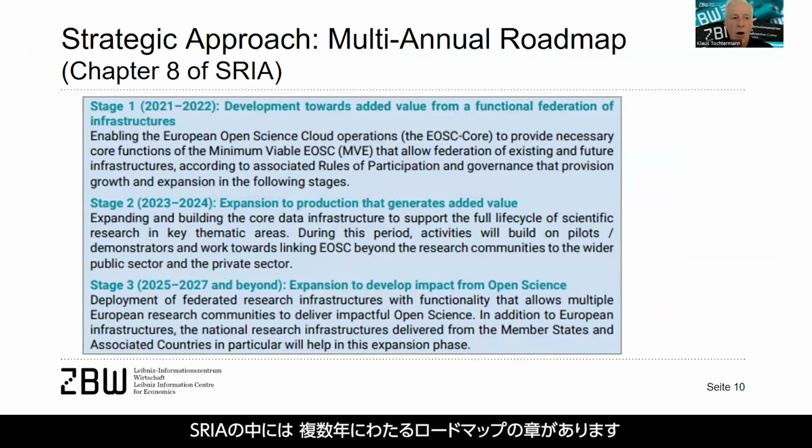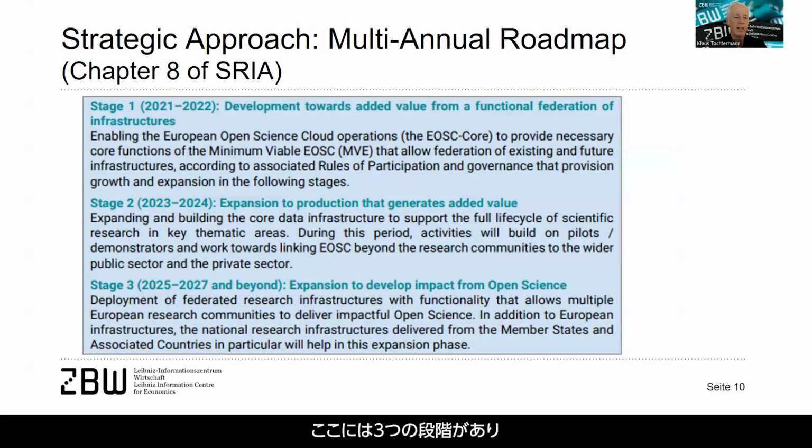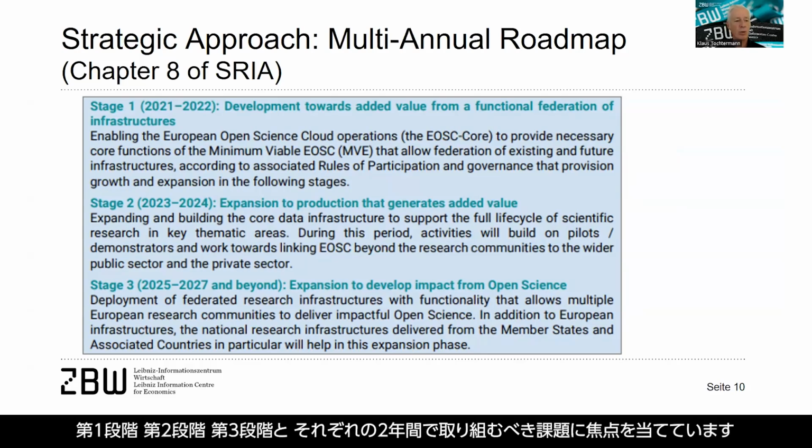One chapter of the SRIA is the multi-annual roadmap. This breaks down the strategy for the next years into a strategy for the next 2 years. And you see here there are 3 stages, stage 1, 2, 3, which have all different foci on what should be addressed within the respective 2 years.